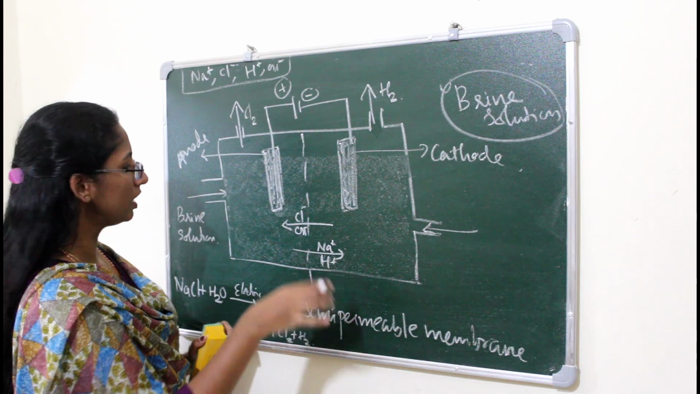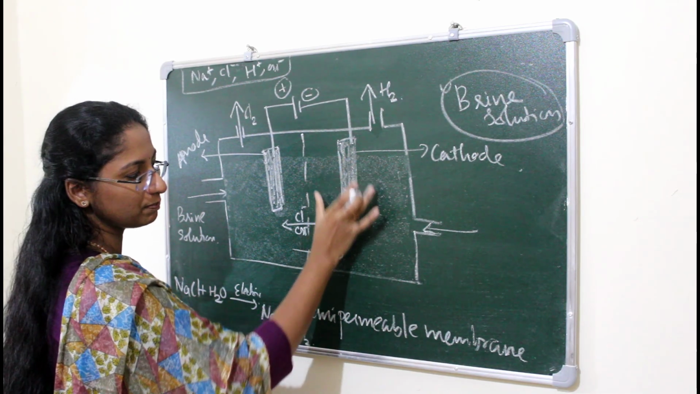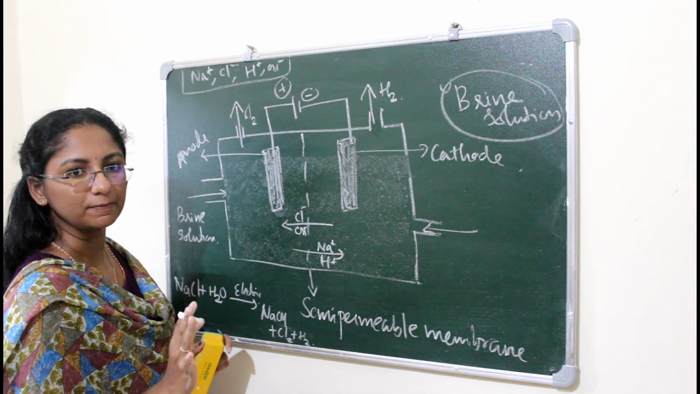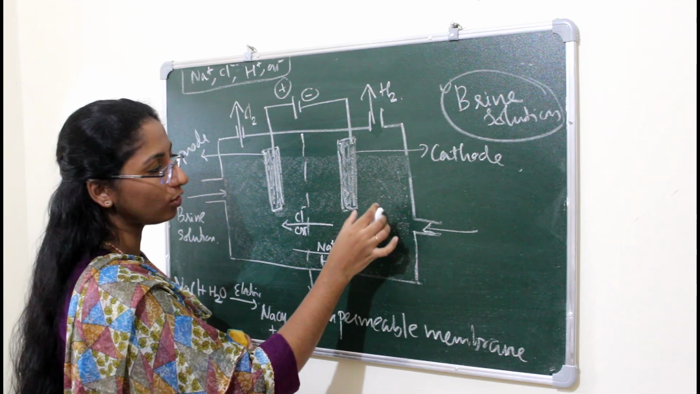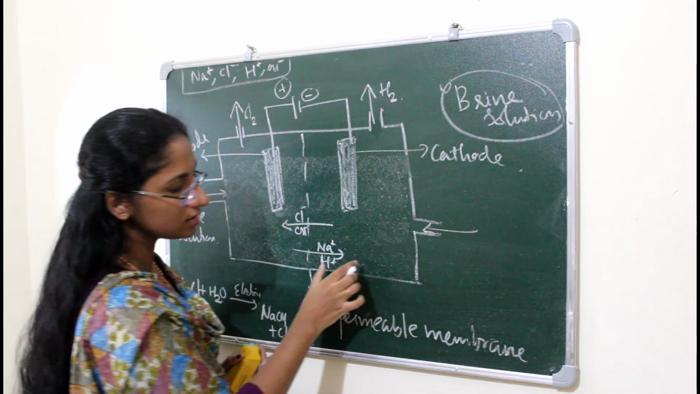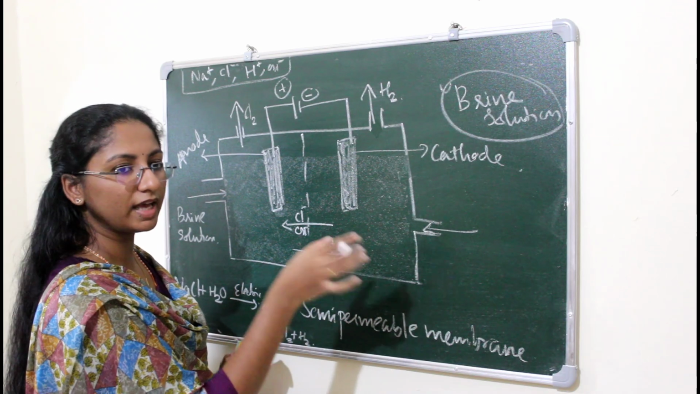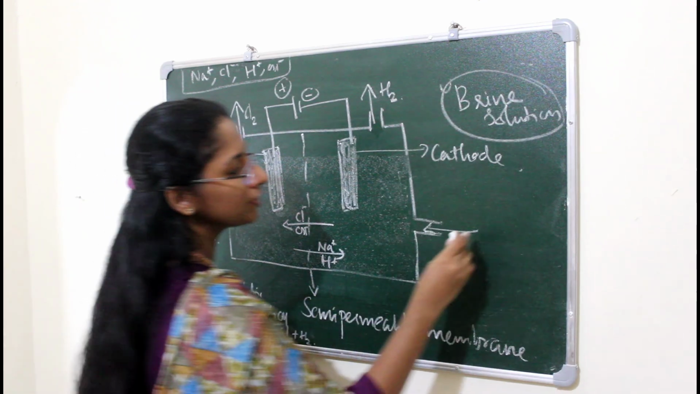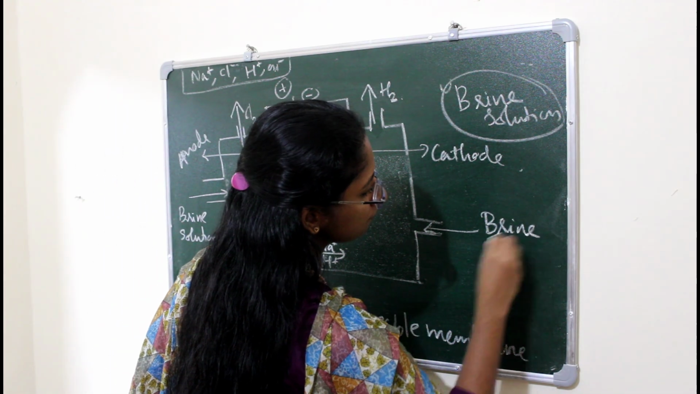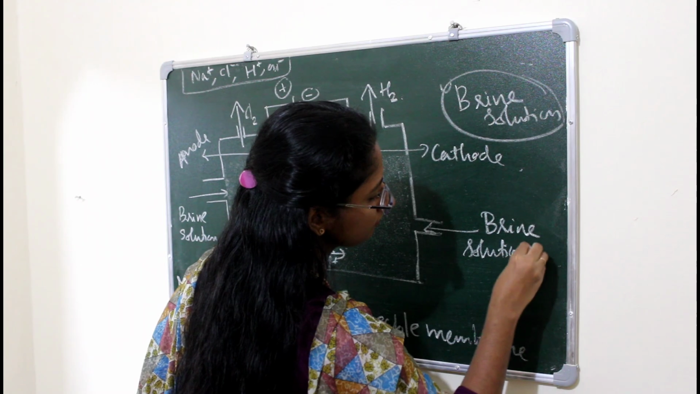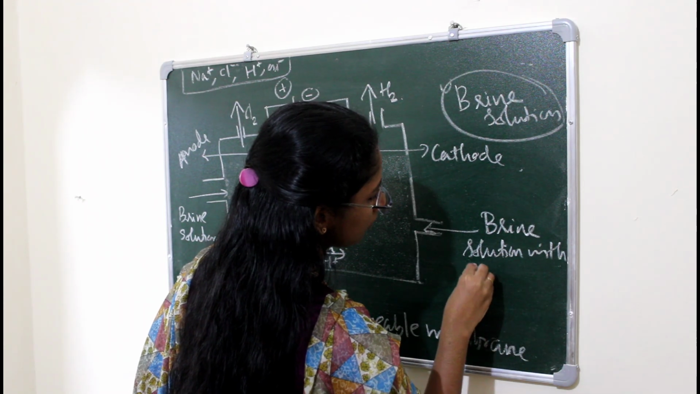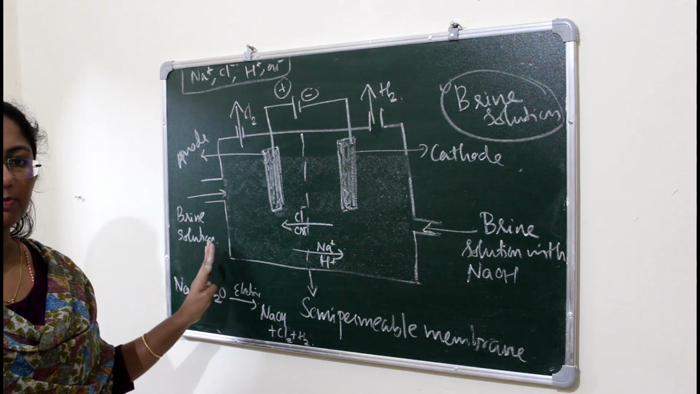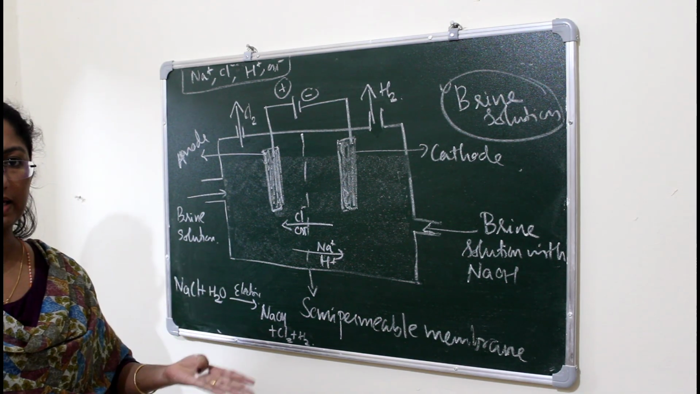Near this cathode, sodium hydroxide is forming. So we can say that this part of this container will contain brine solution along with sodium hydroxide, because sodium hydroxide is actually formed near this cathode. So along with NaCl and water, it will contain sodium hydroxide also. So we can write it like this: brine solution with NaOH, sodium hydroxide.